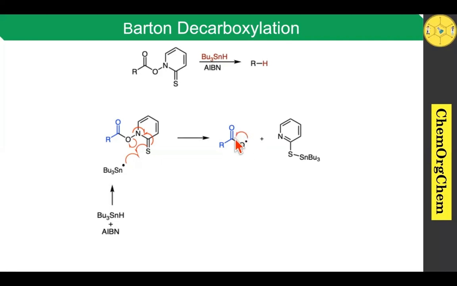Now look at this oxygen-centered radical. The electrons move here, followed by homolytic cleavage of the carbonyl carbon bond to produce a new R-centered radical, followed by elimination of carbon dioxide gas. This R-centered radical readily interacts with tributyltin hydride to produce the corresponding hydrocarbon product along with the tributyltin radical. Let's see some examples.